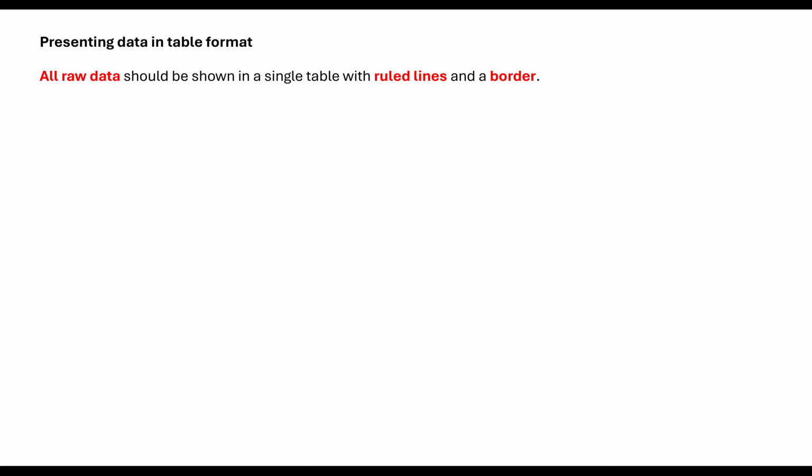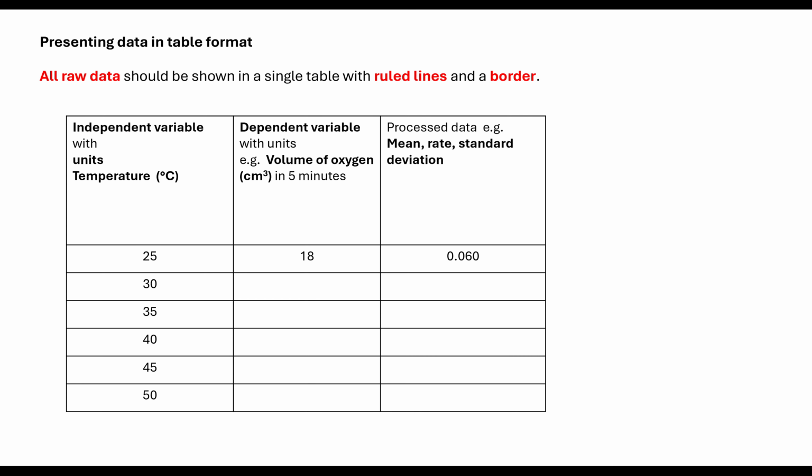Well, all your raw data should be shown in a single table with ruled lines and a border. Use a ruler. You'd be surprised how many students lose marking points by not using a ruler. Your independent variable with units should go on your left column, and then your dependent variable with units should go in the right column. Any process data should go at the far right side.